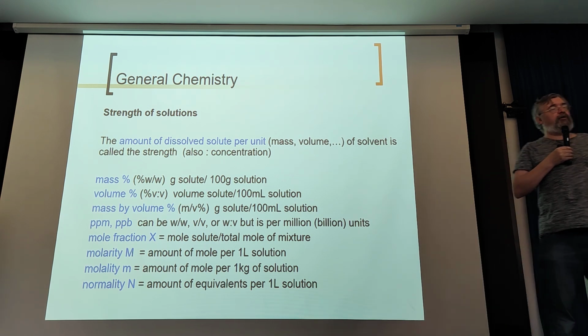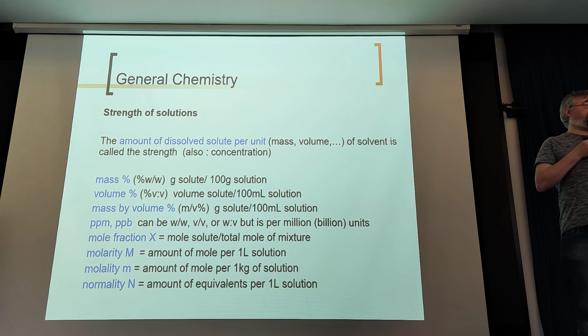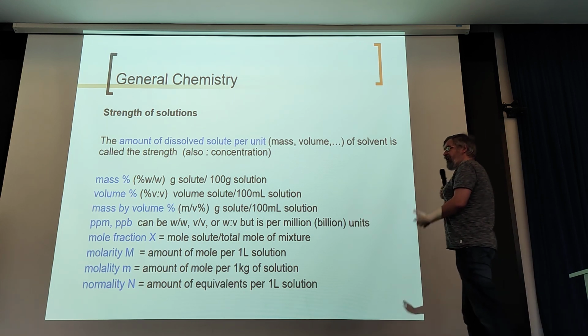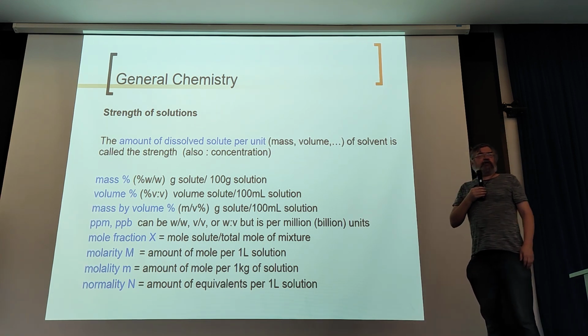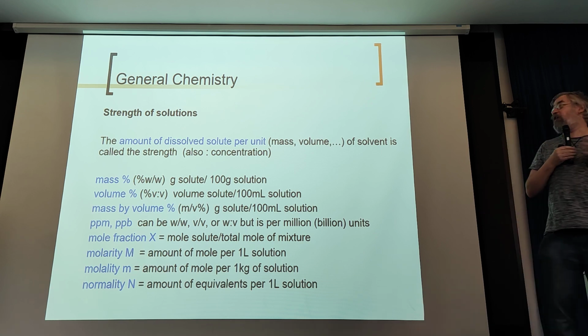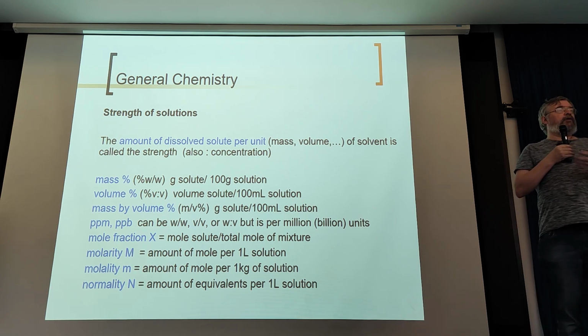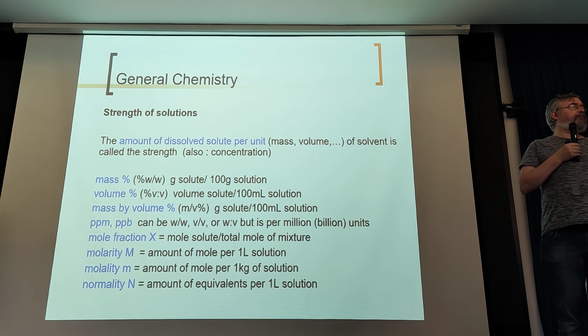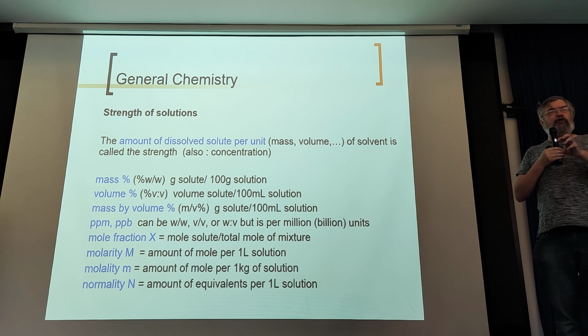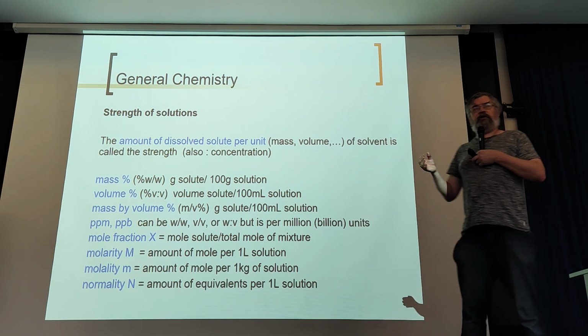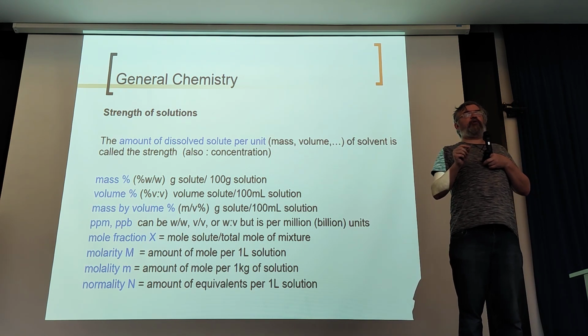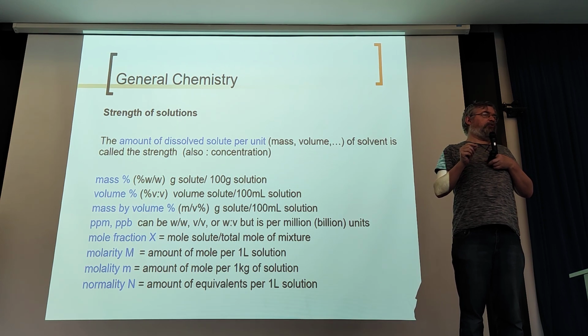So, sometimes it is expressed by mass percentage. And mass percentage is weight by weight. So that means if we have 100 grams of solution, a certain part in gram is going to be a solute. So for instance, suppose we have 100 grams of solution of sodium chloride in water, and we evaporate all the water, we get 1 gram that is staying behind. Then it's a 1% solution of sodium chloride in water.